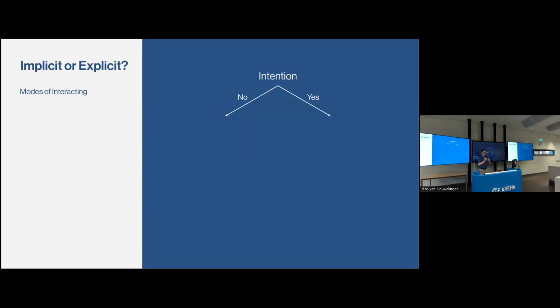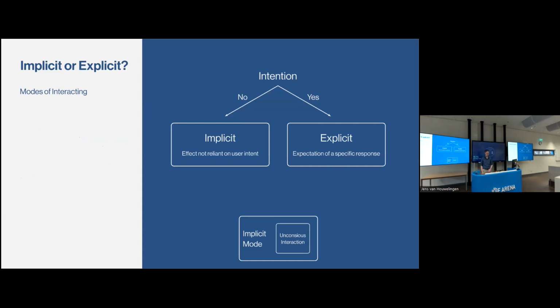And then implicit was the big word that I mentioned earlier. What is the difference between an implicit and explicit interaction? It's all about intention. Do I intend to generate some effect? If I don't, it's implicit. If I do, it's explicit.